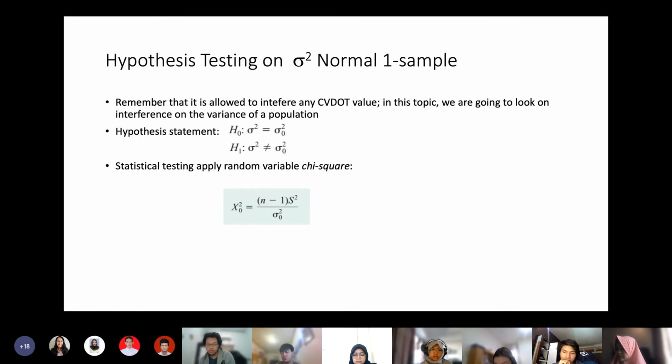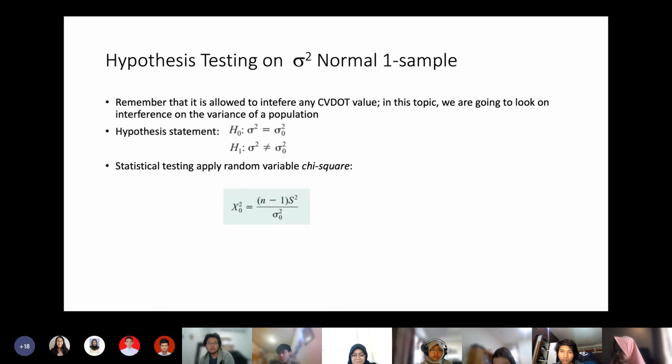Now suppose that we wish to test the hypothesis that the variance of a normal population, sigma square, equals a specified value. x1, x2 until xn are random samples of n observations from this population.